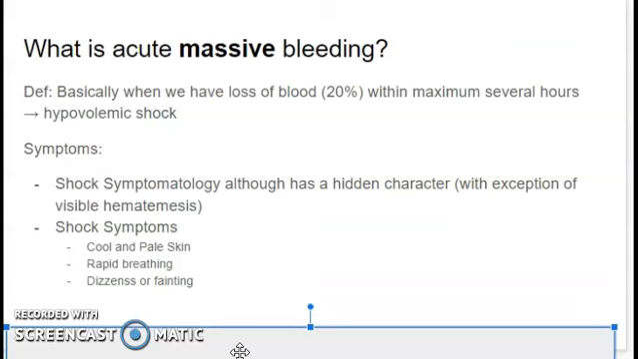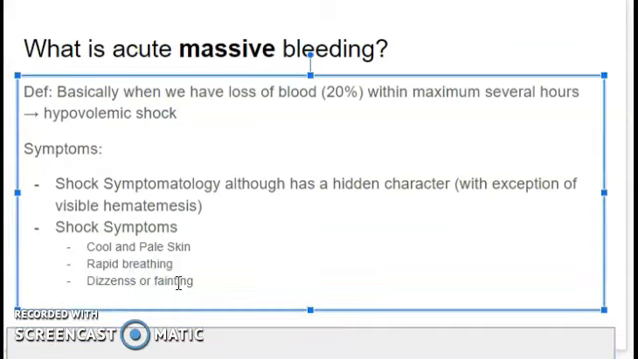Shock has many symptoms, but one of them can be cold, pale skin because you're trying to vasoconstrict, and that's one of the main things. And you can also have rapid breathing because of your lack of O2, and you may have dizziness. You may even faint eventually.